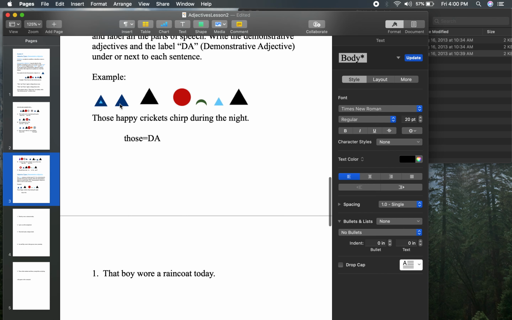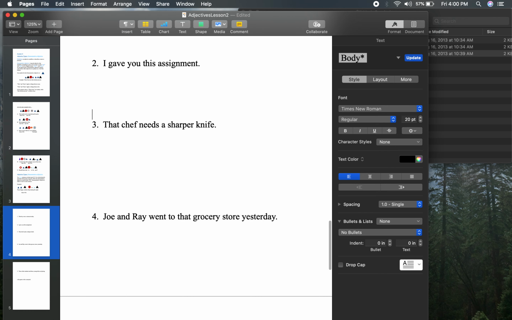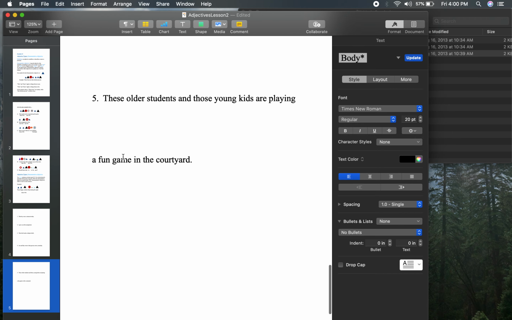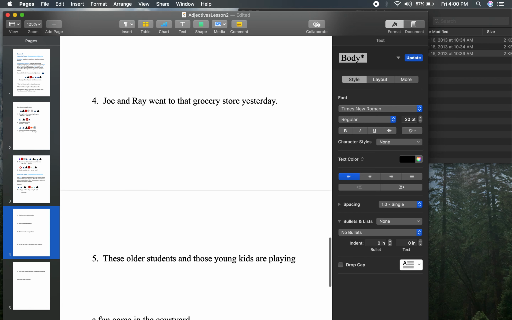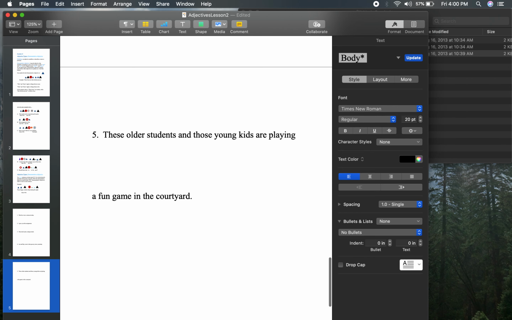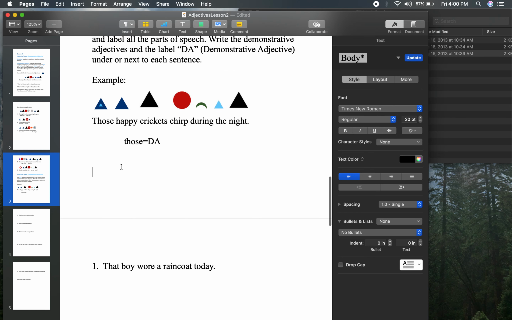We have the example, those happy crickets chirp during the night, and I have those as my demonstrative adjective, and then I have these other example problems down here for you to do. I'm going to try to get them all back on one page. Did I get them back on one page? Nope, but that's okay. We will just have to make do.